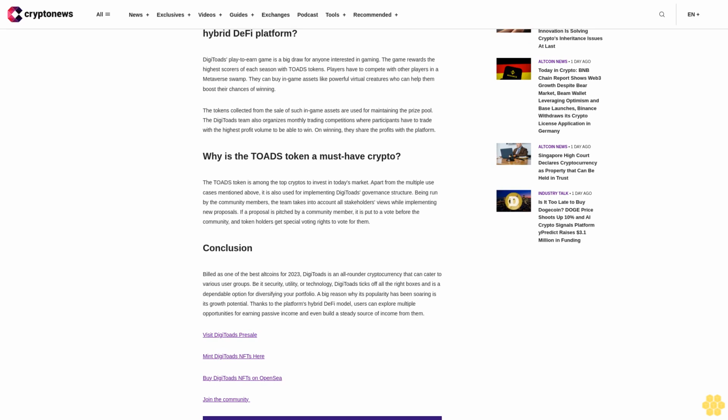Conclusion. DigiToads is one of the best altcoins for 2023. DigiToads is an all-rounder cryptocurrency that can cater to various user groups. Be it security, utility, or technology, DigiToads ticks off all the right boxes and is a dependable option for diversifying your portfolio. A big reason why its popularity has been soaring is its growth potential. Thanks to the platform's hybrid DeFi model, users can explore multiple opportunities for earning passive income and even build a steady source of income from them.